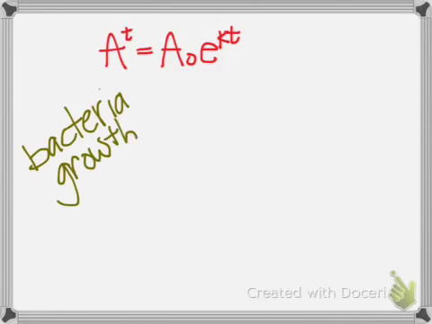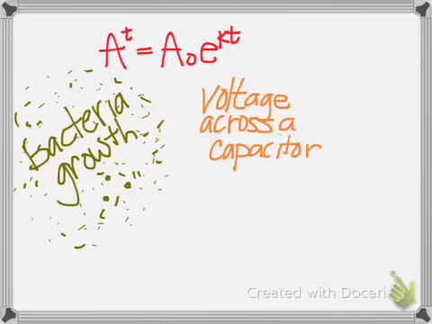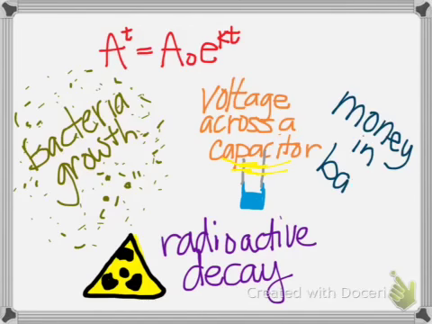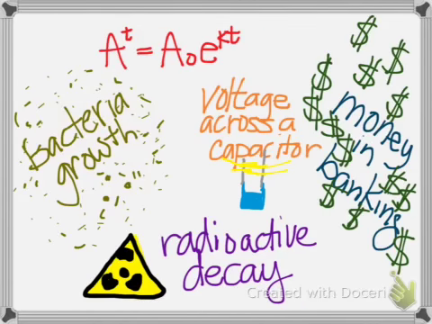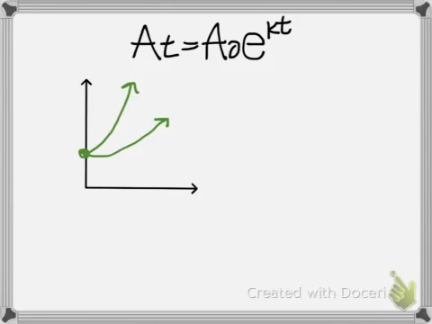So exponential functions are used to model lots of different problems, such as bacteria growth, voltage across a capacitor, radioactive decay, and money in banking. So a sub t is equal to a sub 0 e to the kt, and exponential growth and decay problems look like this when you graph them.